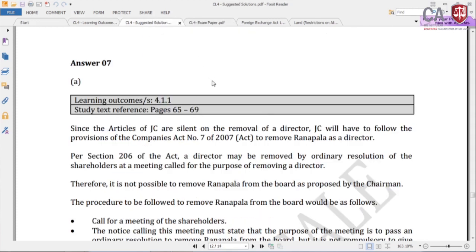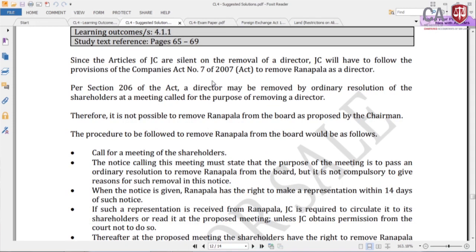Since articles of JC are silent on the removal of a director, JC will have to follow the provisions of the Companies Act to remove Ranapala as a director. Per section 206 of the Act, a director may be removed by ordinary resolution of the shareholders at a meeting called for the purpose of removing a director. Therefore, it is not possible to remove Ranapala from the board as proposed by the chairman. The procedure to be followed to remove Ranapala from the board would be as follows.